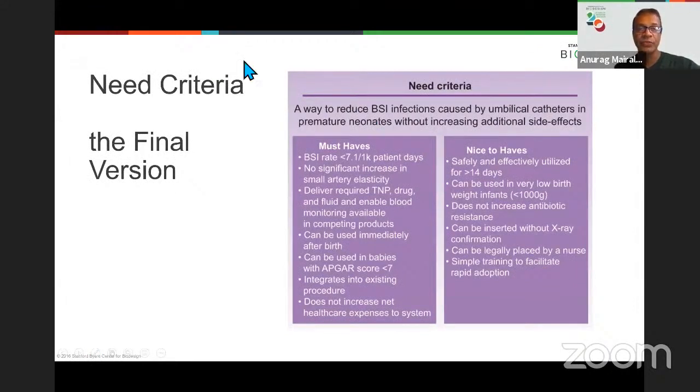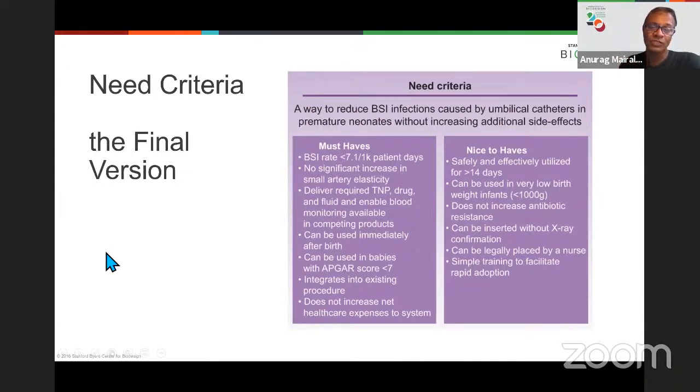The needs criteria. You want to know what the must-haves are for the solution that you are going to come up with for your need. What are the nice-to-haves? What do you need for sure in your solution? What is a must-have, right? And what are some of the good-to-haves?